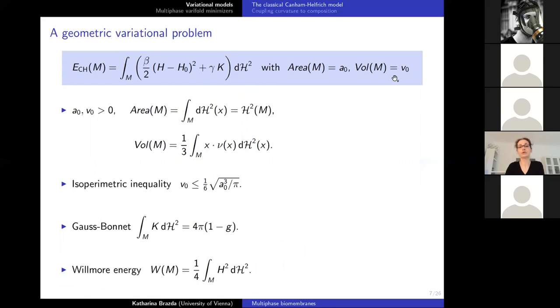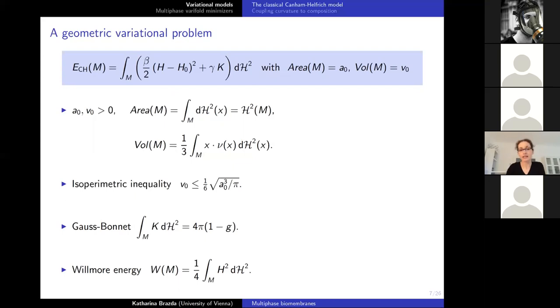So the area is just like normal, and the enclosed volume is written here with the help of the divergence theorem, just with mu, the unit normal vector of the surface. And of course, the given constraints on area and volume have to satisfy, in order to find minimizers at all, the isoperimetric inequality in R3.